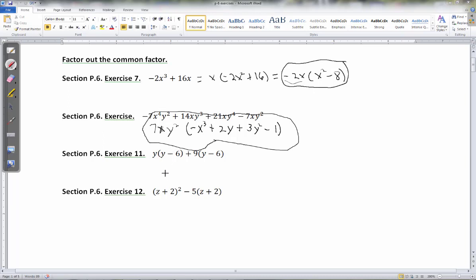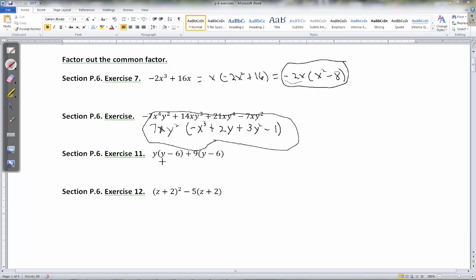Moving along. Exercise 11. By the way, this exercise here, I think it was originally 10, but I added another term to change it slightly. So it's very similar to a problem in the book, but it has an extra term that I created, but I think it's close to exercise 10 in the book.